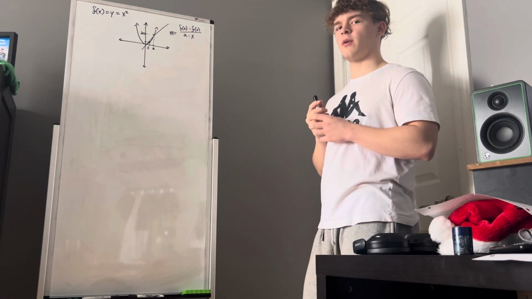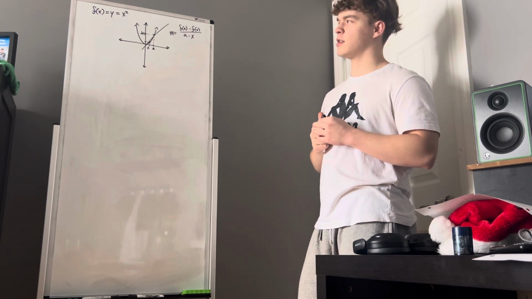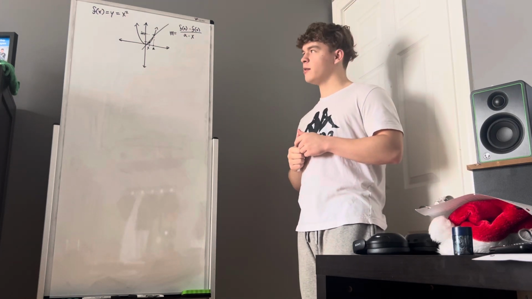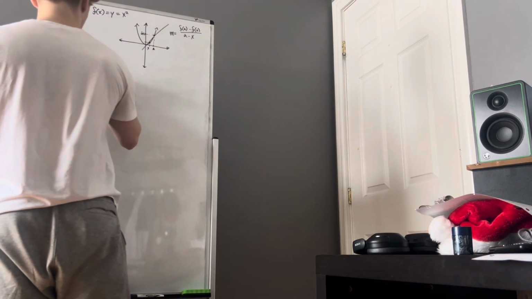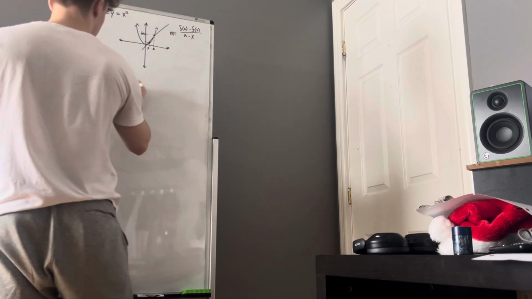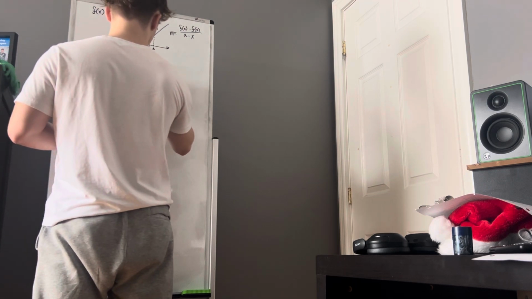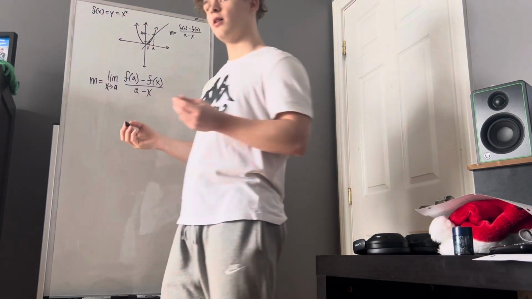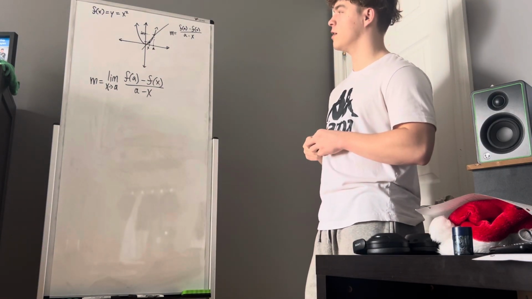How do we evaluate a function at a value that doesn't exactly exist? That's a limit. So the exact slope is equal to the limit as x approaches a of f of a minus f of x over a minus x. Check that out. Limits have haunted us again.